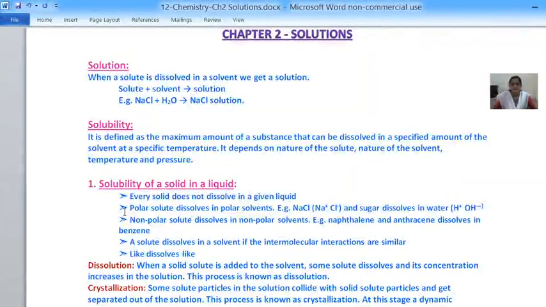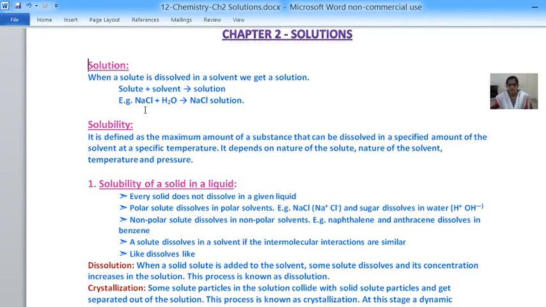Dear students, we will continue with our chapter 2, Solutions. Now let's recall what a solution is. When a solute is dissolved in a solvent, we get a solution. That is, solute plus solvent gives solution. Example, NaCl plus water gives NaCl solution.